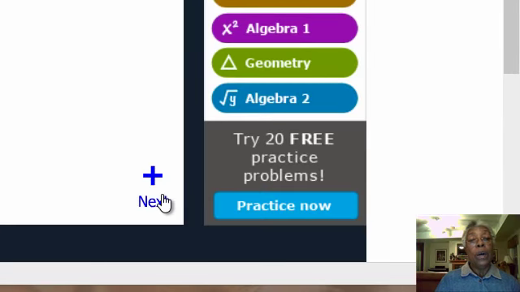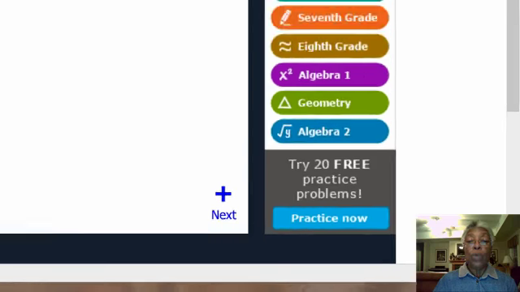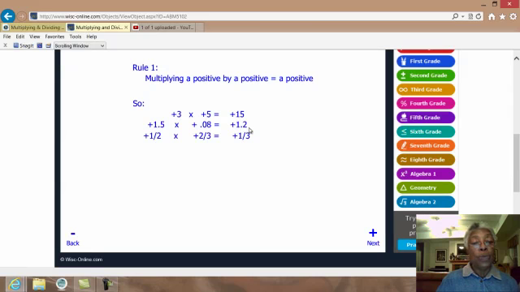Rule 1. Multiplying a positive by a positive equals a positive. So, plus 3 times a plus 5 equals a plus or positive 15. A positive 1.5 times a positive 0.08 equals a positive 1.2. A positive 1/2 times a positive 2/3 equals a positive 1/3. A positive times a positive equals a positive.